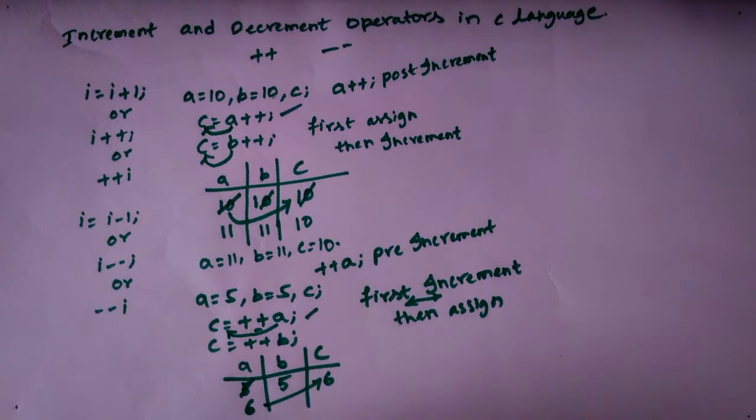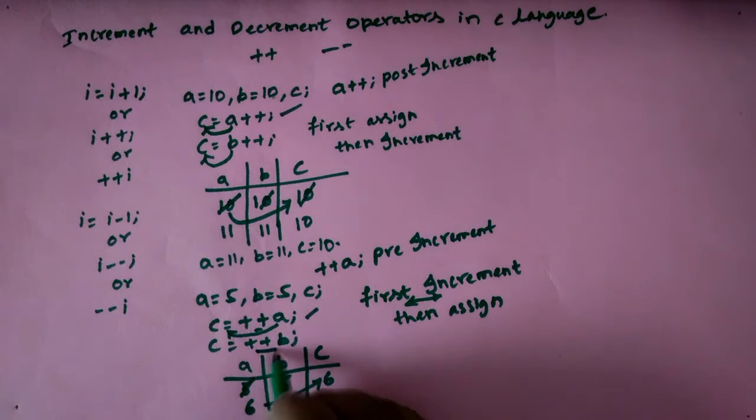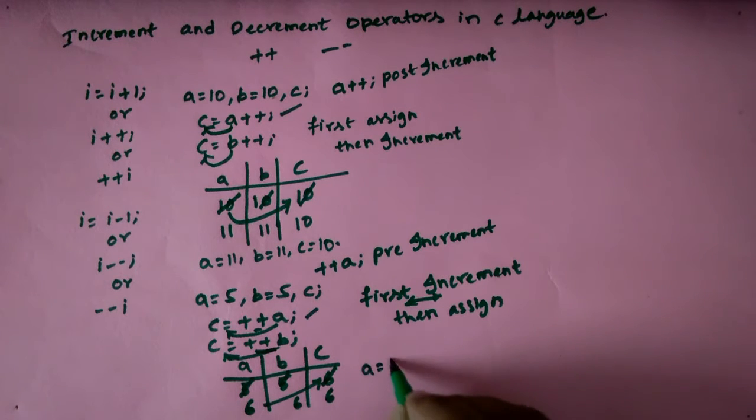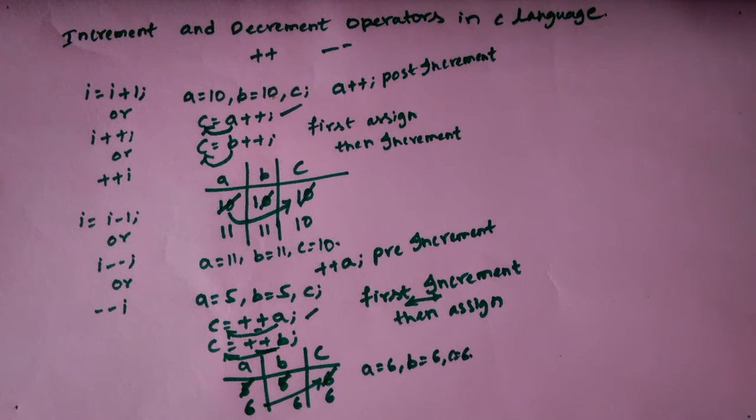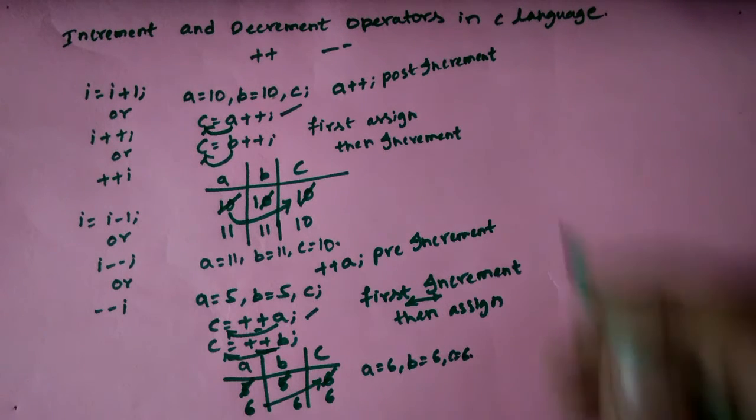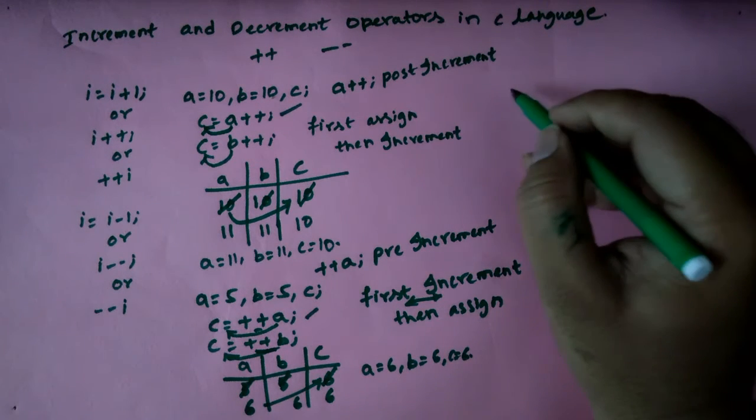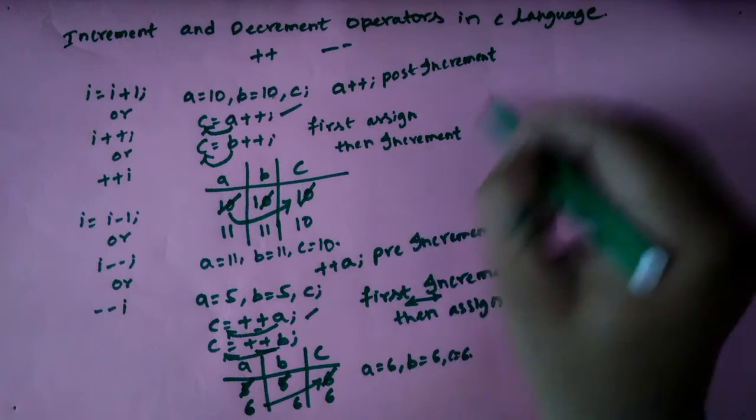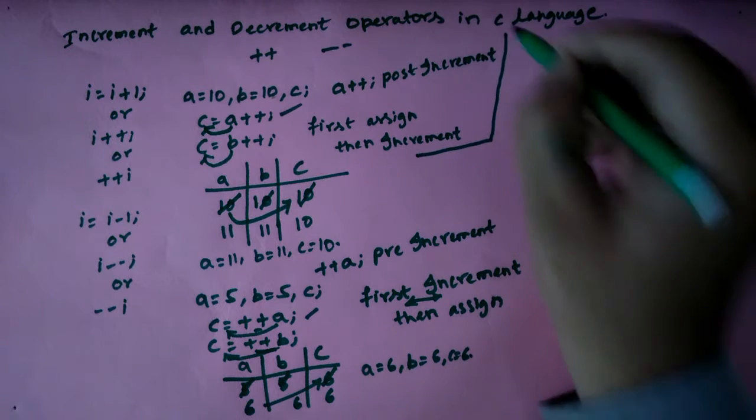This statement we have executed. Now this statement, what is plus plus B? Plus plus B is increment B value, that means 5 will become 6. Now assign B value to C. The new value of C is 6. In the end, A value is 6, B value is 6, and C value is 6. In the same way, we can do the decrement operators. Up to here, we have seen the increment part. Now let's see the decrement part.